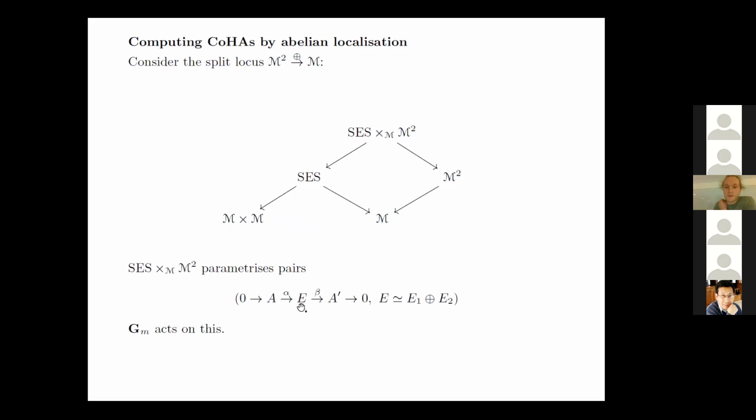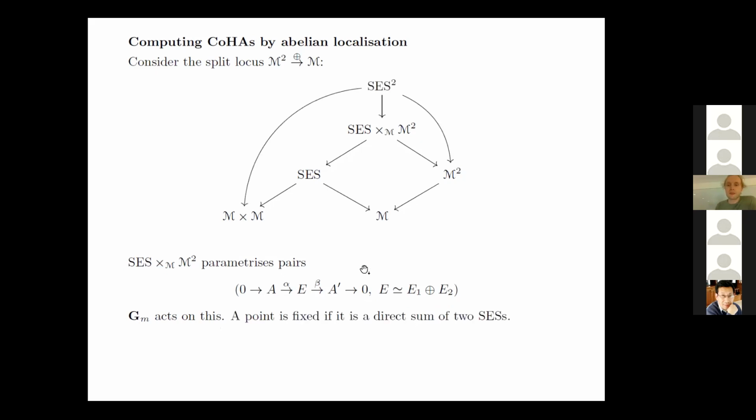So note that if you can express E as a direct sum in the middle term, this does not mean that the whole short exact sequence splits as a sum of two short exact sequences. Indeed, there's an action of GM on this moduli stack by acting by weight 1 on this bit and weight minus 1 on this bit. And this point is fixed if and only if it splits up as a sum of two short exact sequences, like this.